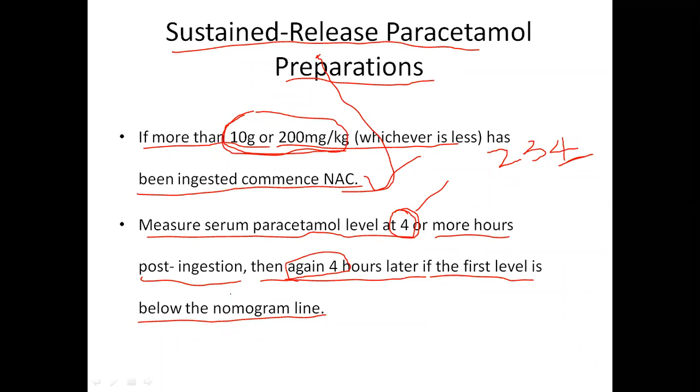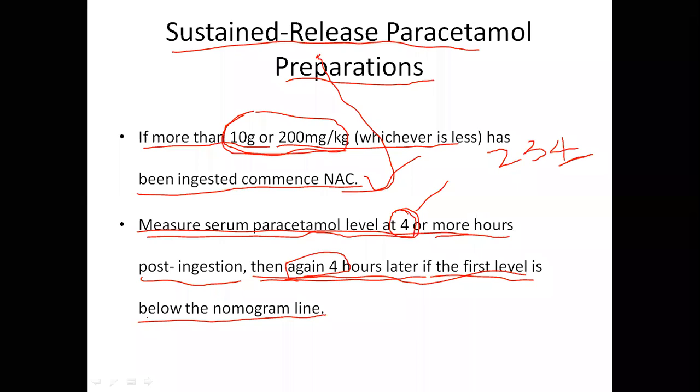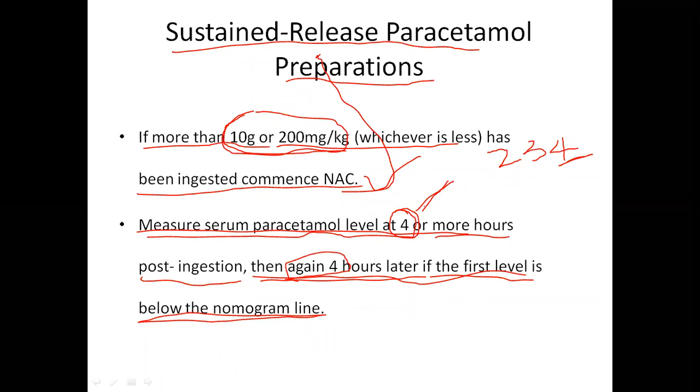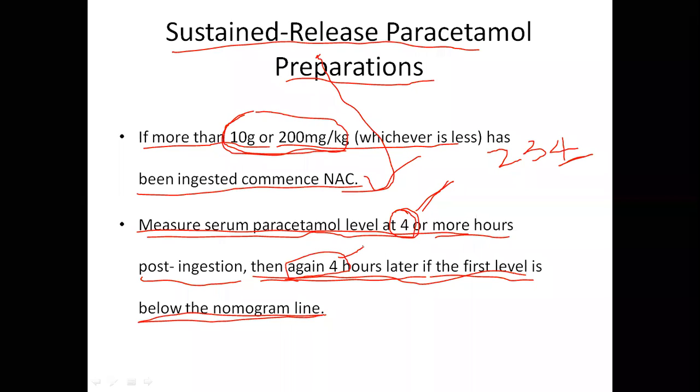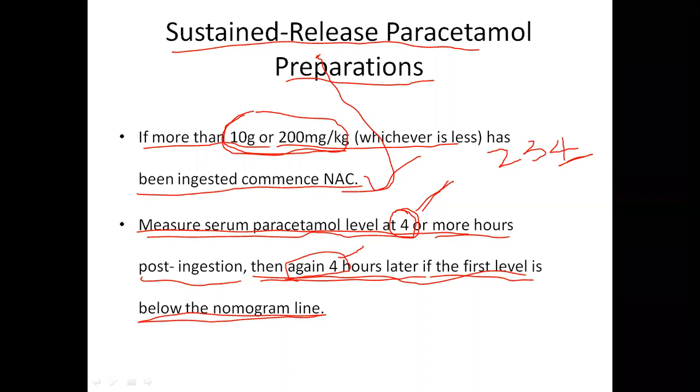Is that clear? It's clear, doctor. Measure the serum paracetamol level at 4 or more hours post ingestion. Then again 4 hours later, if the first level is below the nomogram line. If this first one is below the nomogram line, I will take another one after 4 hours. So how many serum paracetamol readings do I have? I have already started the NAC. After starting the NAC, I take one reading at 4 hours, then another reading after 4 hours. So I have two readings.